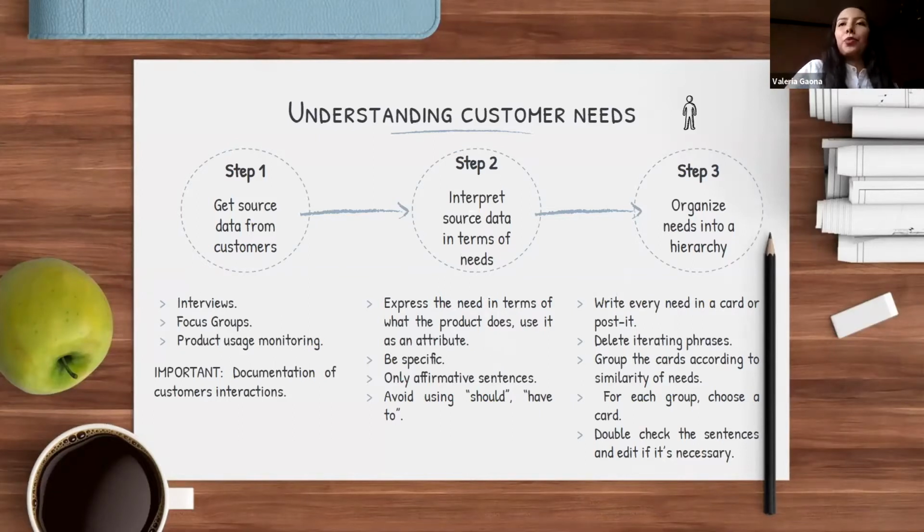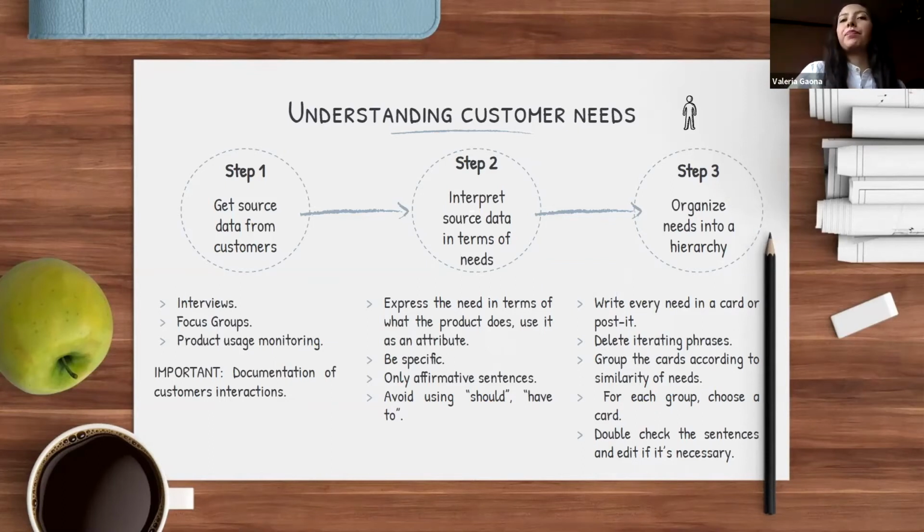In step number 3, you have to organize your needs into a hierarchy. In this step, you have to write every need on a card or a post-it, that's a recommendation, so you can see them more clearly and you can delete repeating phrases, double check the sentences and edit them if necessary. The main purpose of this is that you can group the cards according to the similarity of needs.